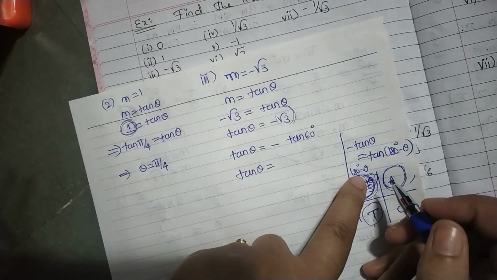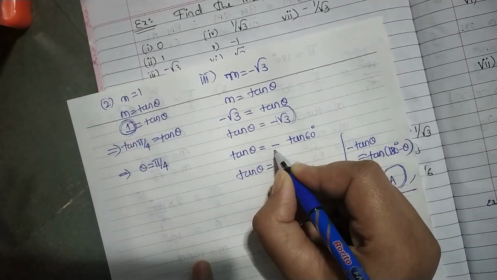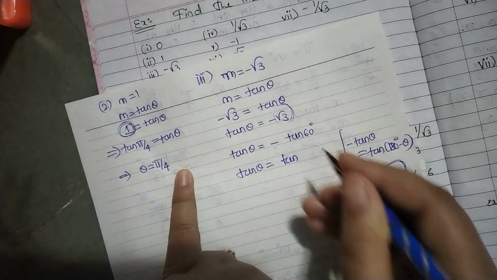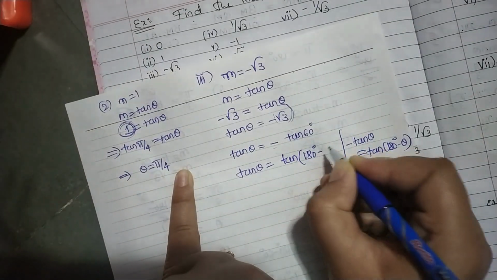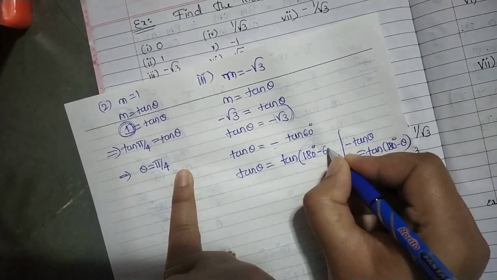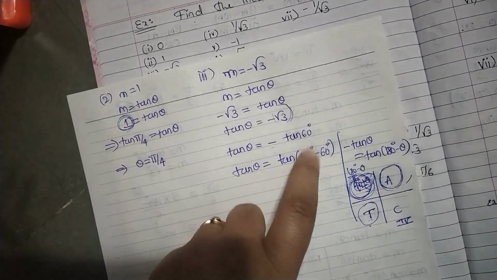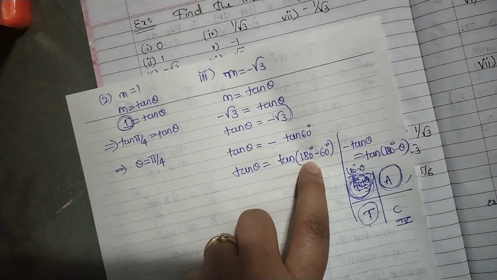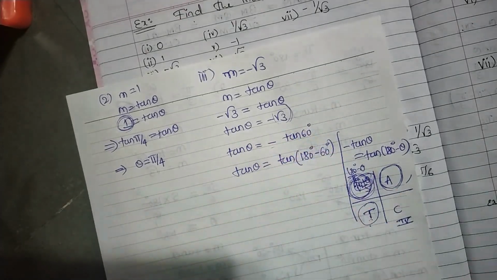That second quadrant angle is given by 180 degree minus theta. Therefore, I will write this minus tan theta as tan of 180 minus theta. What is that theta? 60 degree. You simplify this and the answer will come. Okay, apply the property of allied angle, simplify, and you will get the answer as minus tan 60 degree.